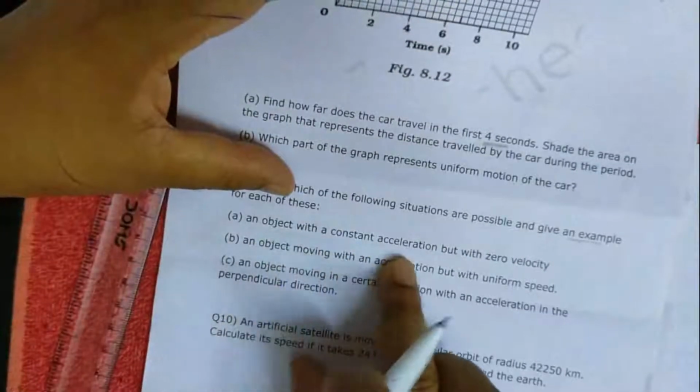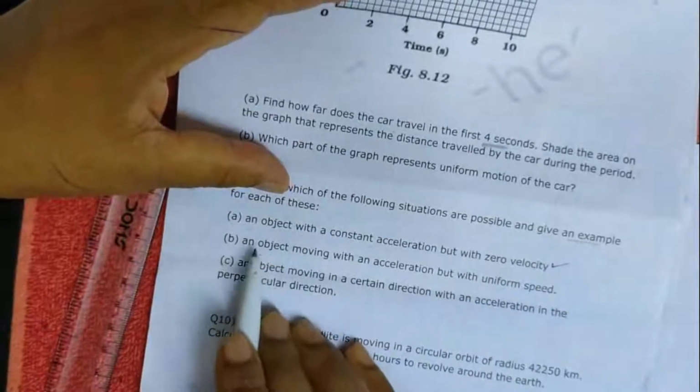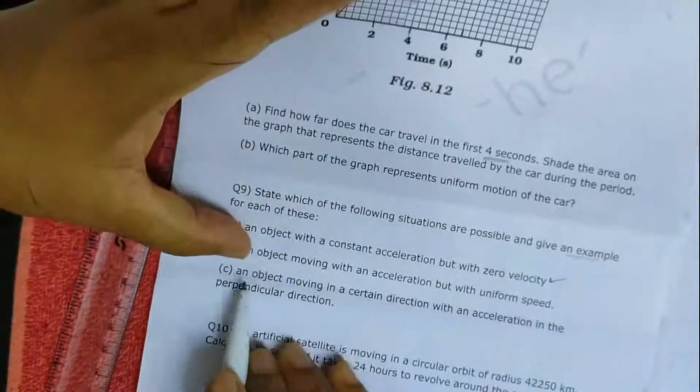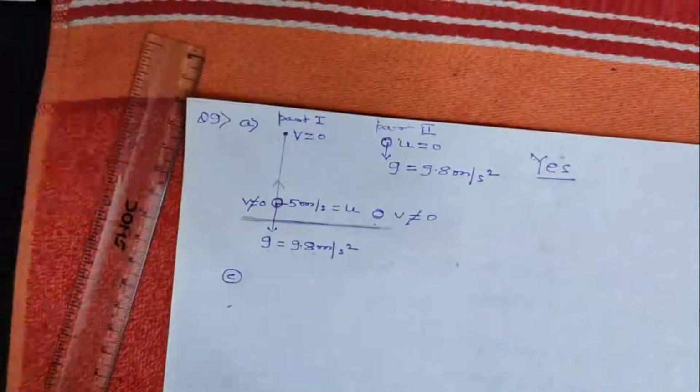So an object with a constant acceleration but with zero velocity, this is done. Before solving B, let us take C first. There is some reason for that. I will explain it to you.